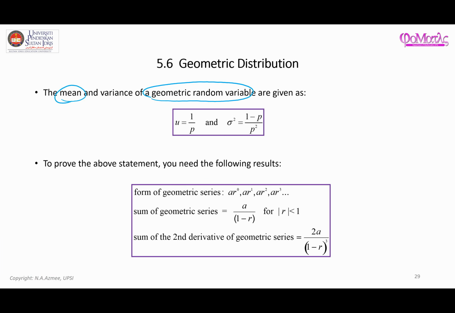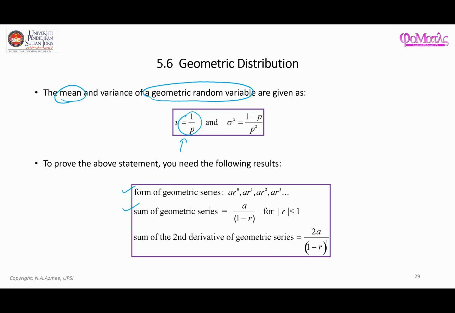In this video, I'm going to talk about the mean of a geometric random variable, and I'm going to show you how the mean is given as such. So mu is equal to 1 over p, and in order to prove this statement, we need these two results right here, which are what a geometric series is and how you find the sum of a geometric series.